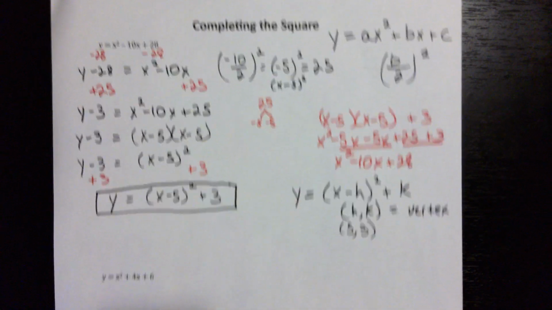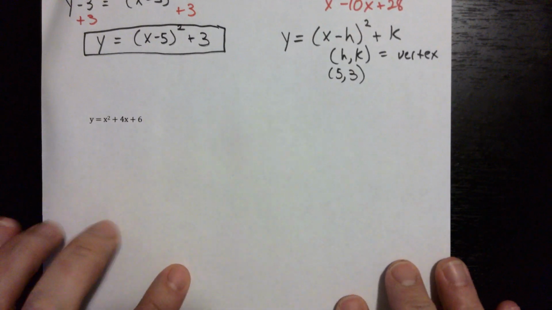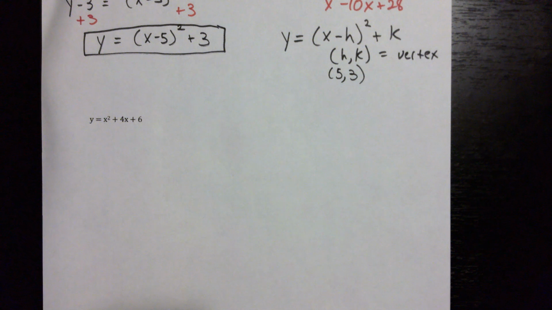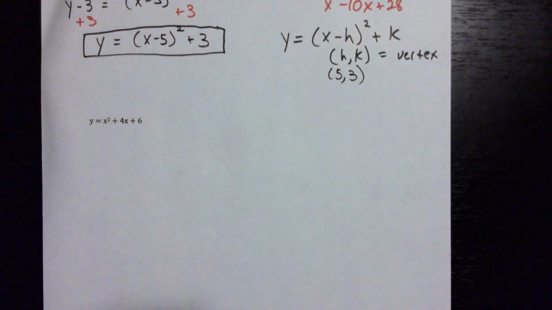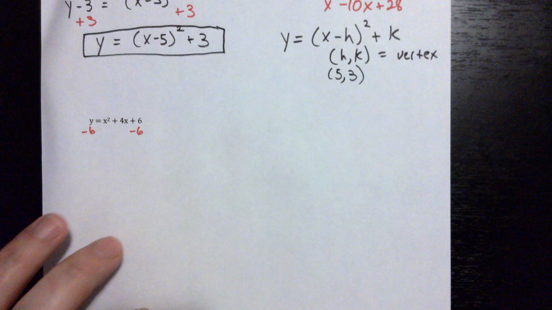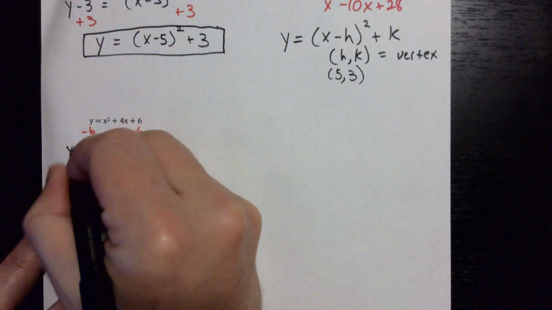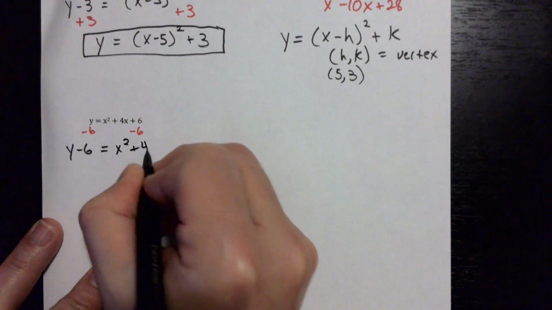Let's do one more without an a out front, and then I'll do a couple with the a in front. This one I'm going to go a little faster. So the first thing I'm going to do is look at the number in front of x squared. It is a 1, so we don't have to divide it. So subtract the 6 from both sides, and I get y minus 6 equals x squared plus 4x.